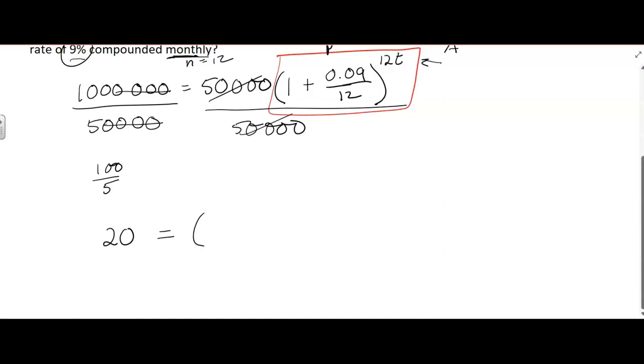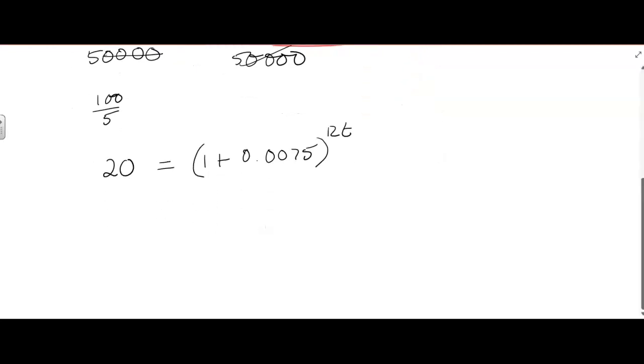So I have 20 equals 1 plus. Now, I'm going to go ahead and divide this out. By the way, I know it's not going to be a repeating decimal. I don't normally do this. I usually put it all in the calculator, but I'm doing this because it'll make it a little bit easier to write and put in the calculator, and I'm not getting a repeating decimal. So 0.0075, and that's to the 12t. Okay, 0.0075, yeah.